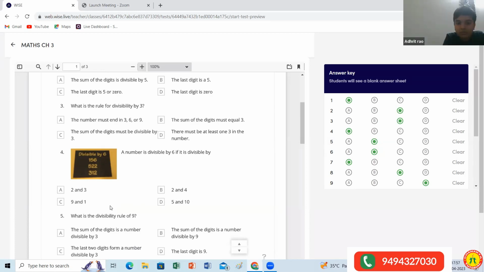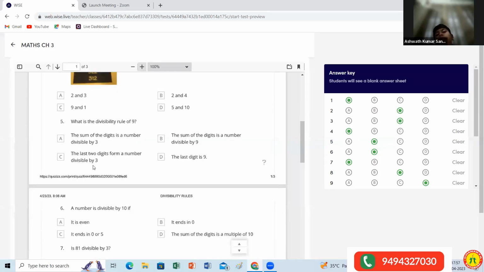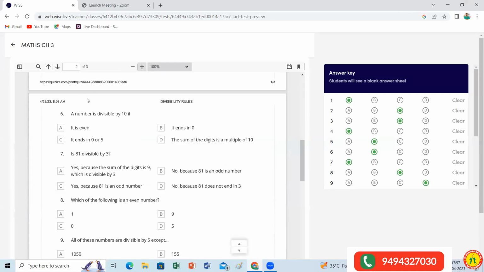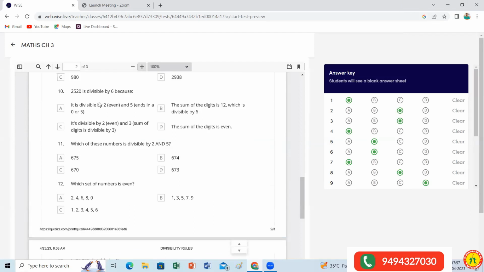Okay, ma'am. Ma'am, I got the 13th, 10th and 15th wrong. Which one? The 6th one? No, ma'am, the 10th. The 10th one: 2520 is divisible by 6 because it is divisible by 2, the last digit is even, and the 3 rule means the sum of digits. Is it divisible by 6? It is divisible. The sum of the digits, 2 plus 5 plus 2 plus 0, becomes 9. So 9 is divisible by 3.